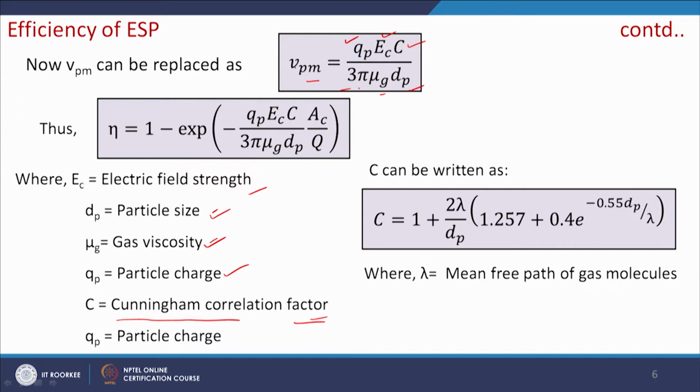Now, this C, the Cunningham correction factor, also depends upon the nature of the gas. It can be calculated as C equals 1 plus 2 lambda by d p into 1.257 plus 0.4 e to the power minus 0.55 d p by lambda. Here lambda is the mean free path of gas molecules. That is why, depending upon the type of gas, this C value will change. So, it is very clear that efficiency depends upon many factors, including the nature of the gas.